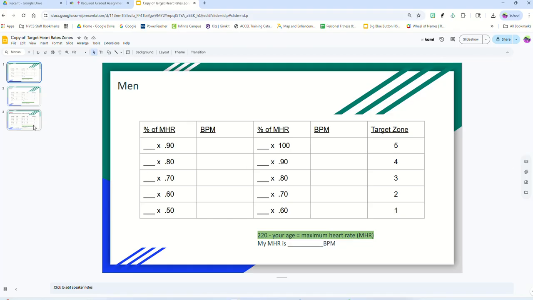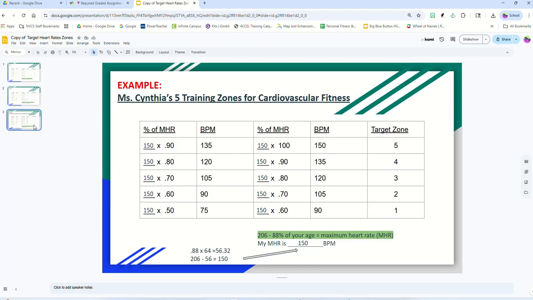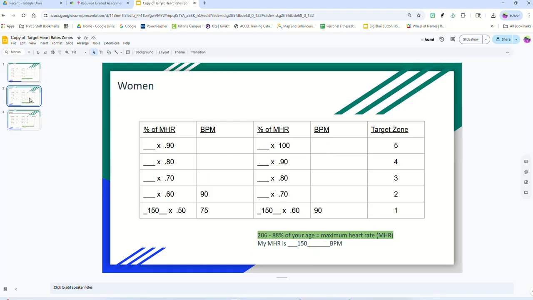Here are the 3 slides. The first one is just Miss Cynthia's example of her 5 training zones, so you can see what it looks like completed. These will not be your numbers, but this is mine personally, and I'll explain in a minute. Then the next slide is the slide for females. If you're a female, this is the slide you're going to want to use. If you're a male, this is the slide that you're going to want to use. So you can get rid of the other slide.